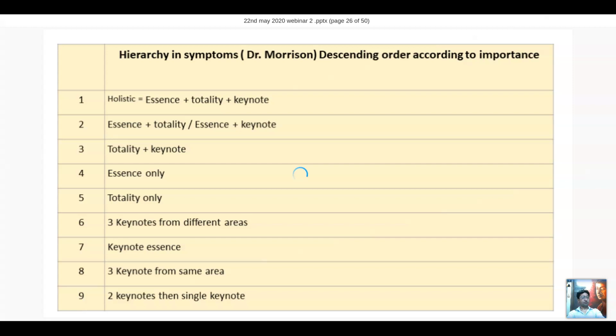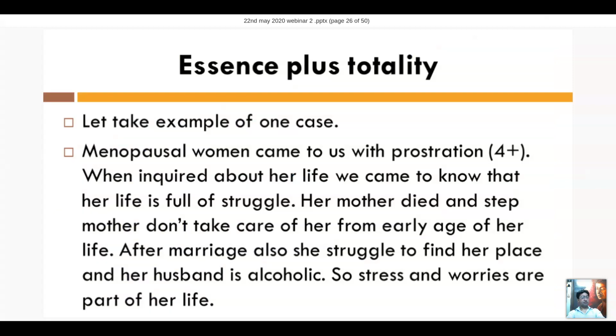So, holistic we discussed earlier. So we will go to the next, that is essence plus totality. When in a case we are having an essence, along with the essence we are having a totality, means when we consider essence, it is pointing to the same remedy, and when we bring totality into the repertorization chart, it is also pointing to the same remedy.